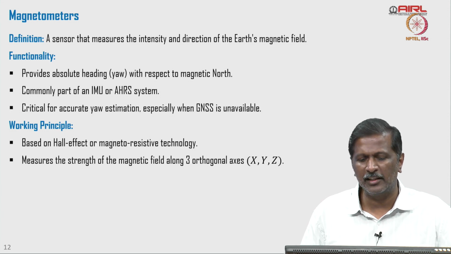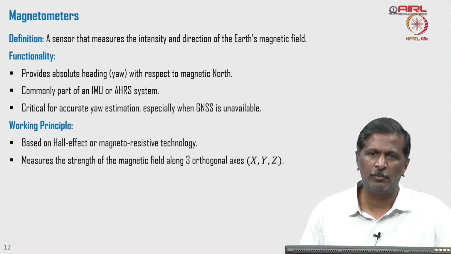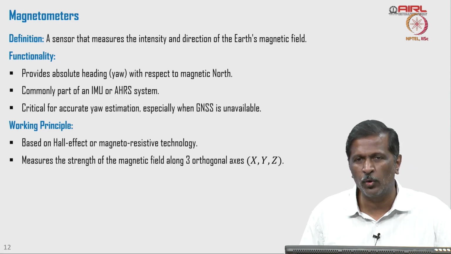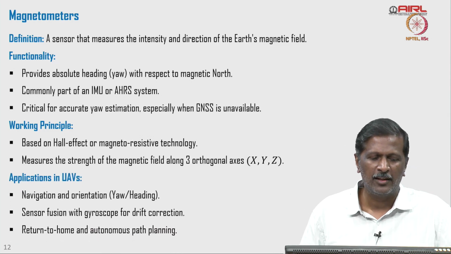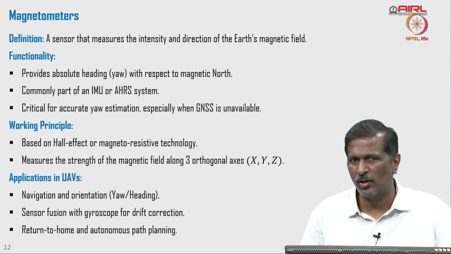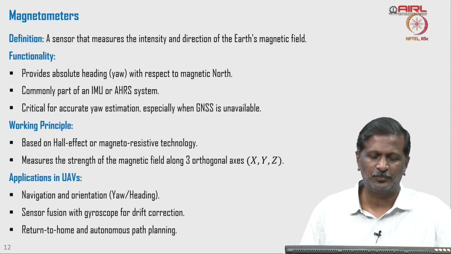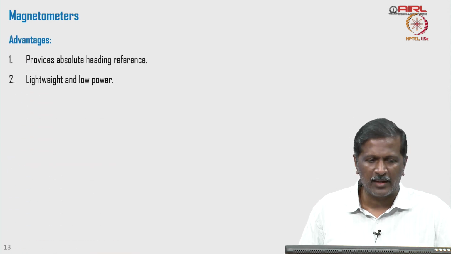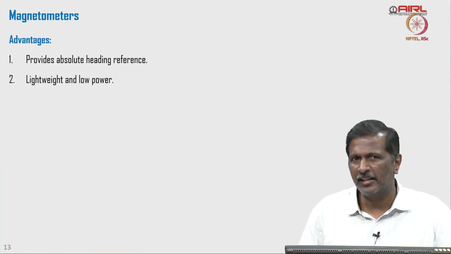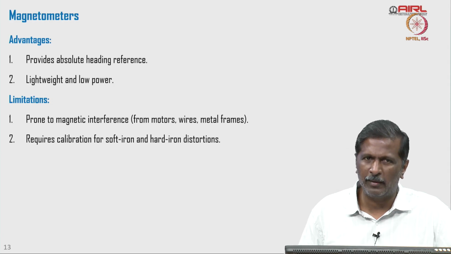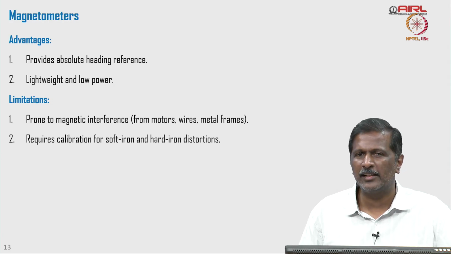I measure the magnetic field along all three directions to get the direction of orientation or heading of the drone. It is useful for navigation. It is useful for sensor fusion to get the orientation accurately and minimize the drift. It is also useful sometimes when GPS is not there and you want to get the drone back to home, or you want to have autonomy in the drone, you need heading information, right. Advantages: they provide absolute heading reference, and are lightweight and low power. But the limitation is they are prone to magnetic interference.